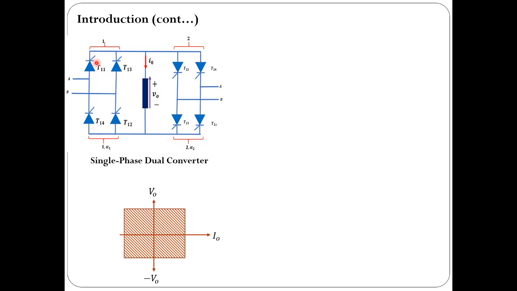These four thyristors, T11, T12, T13, T14, are going to be connected to form a bridge, and they get supply from a single phase AC source, and that is connected to the load. Similarly, if you observe carefully, you can see one more converter constituted by these four thyristors T21, T22, T23 and T24. These four thyristors form a bridge, and they get supply from the same AC voltage source, and this is also connected across the load.